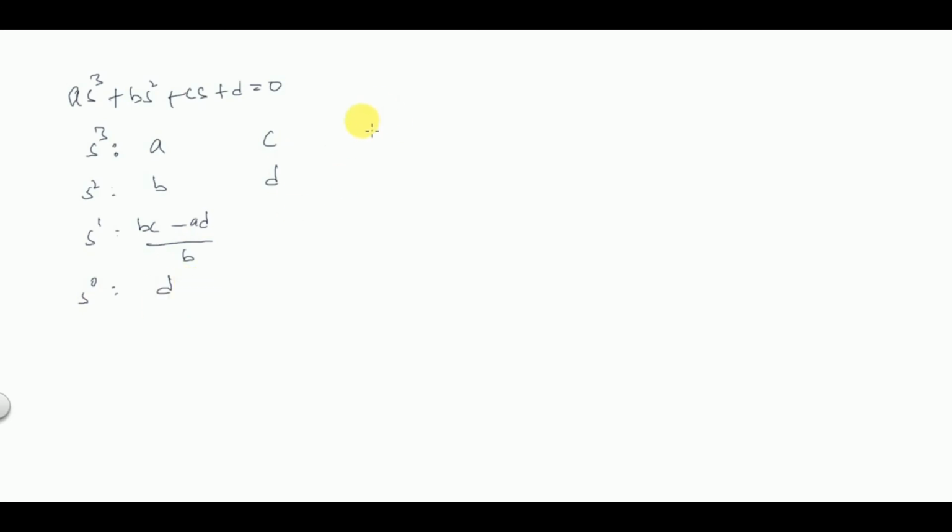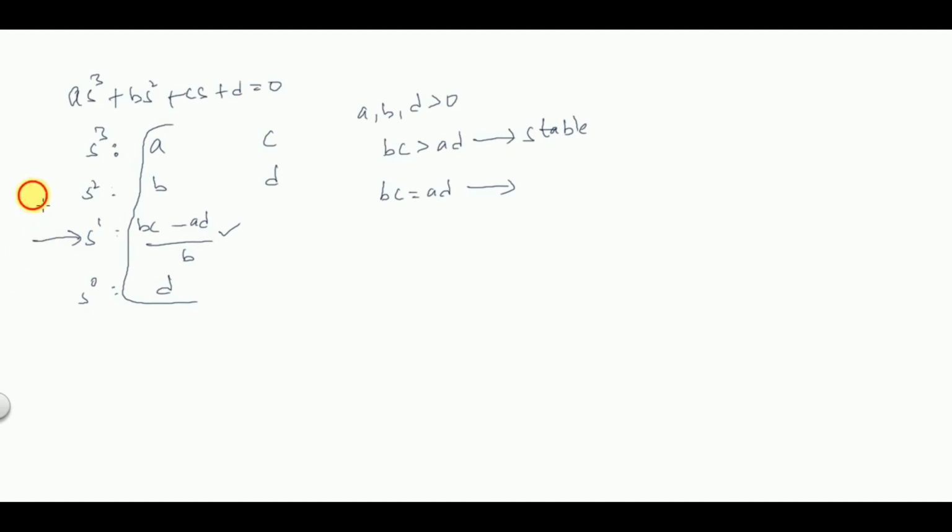Okay, so a, b, d are greater than 0, and if bc is greater than ad, this becomes positive. When this also becomes positive, there will be no sign change in the first column, therefore the system is stable. So for this condition, the system is stable. When bc is equal to ad, this becomes 0, so a row of zeros will occur. When a row of zeros occurs once, then the system is marginally stable.